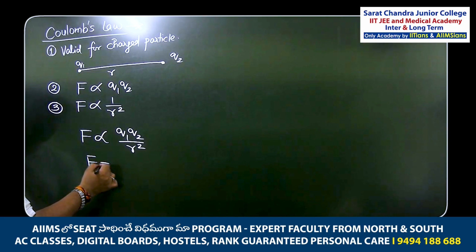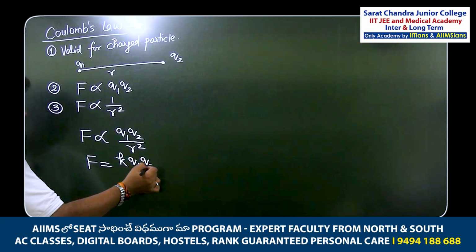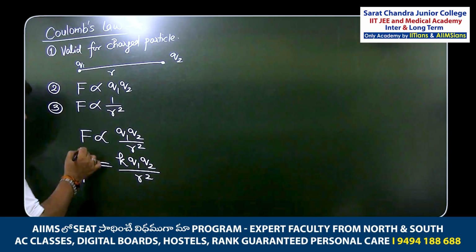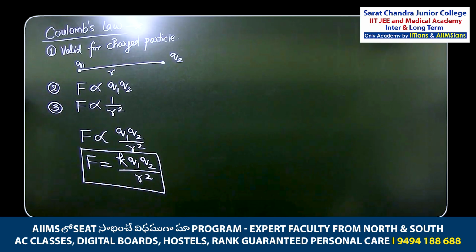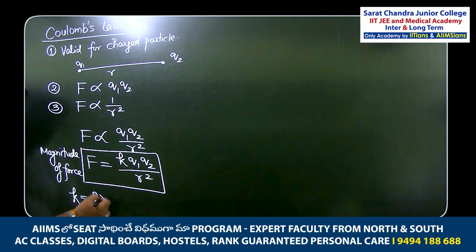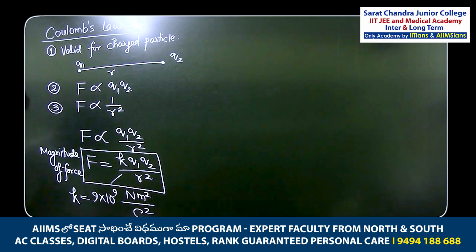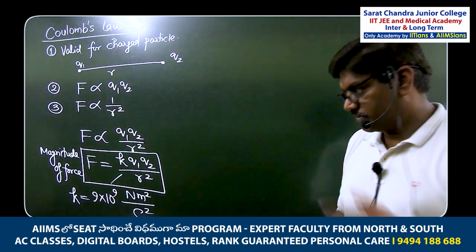And if I remove this proportionality sign, then experiment shows that there is a constant value, which gives K Q1 Q2 by r square. So the magnitude of force between two point charges is given by K Q1 Q2 by r square, where K is 9 into 10 raised to the power 9. Its unit is Newton meter square per Coulomb square.